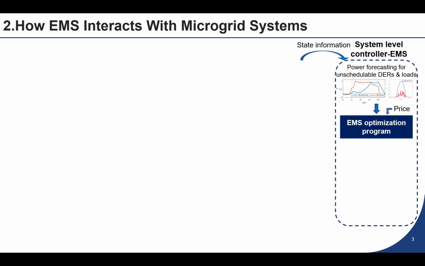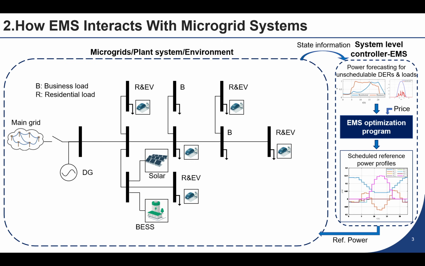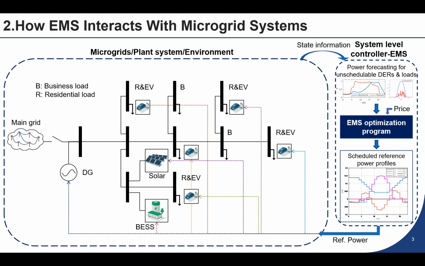Based on the forecast results and price information, the EMS solves an optimization program to schedule the reference power for all dispatchable energy resources. The output of the EMS is a set of scheduled reference power profiles, which will be sent to every device level controller at the beginning of each decision interval. At the device level, each inverter-based resource has its own local controller, typically operating at a much higher decision frequency.